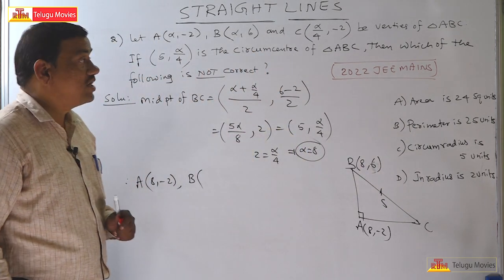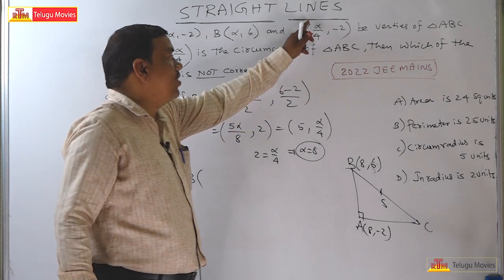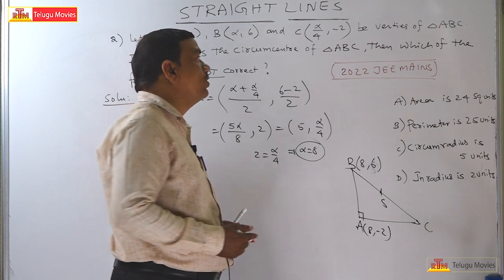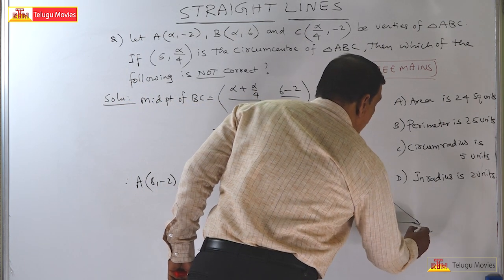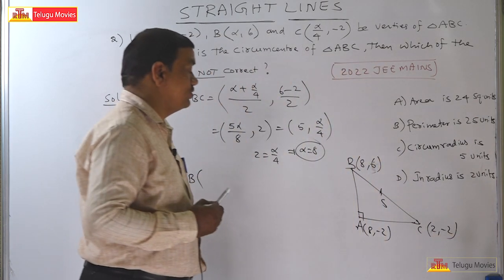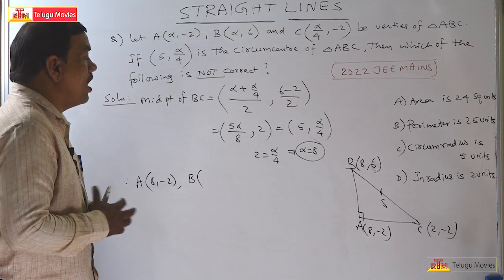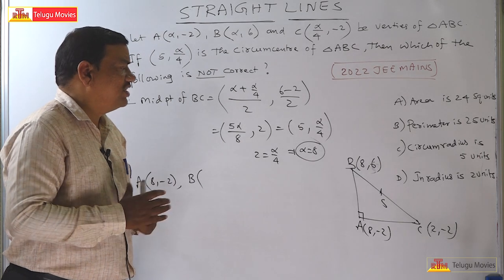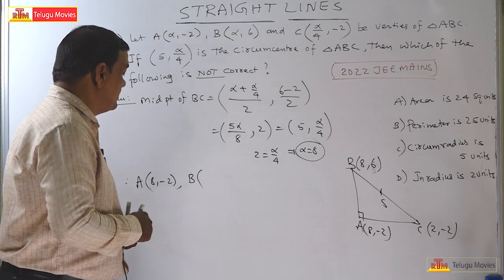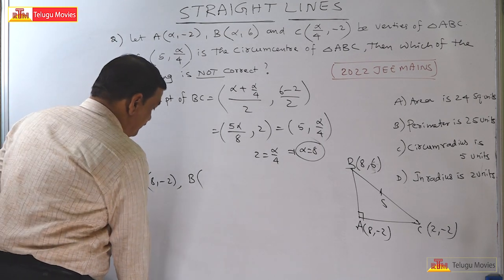What are the coordinates of C? Alpha by 4, that is 8 by 4, is equal to how much? 2. So C is 2 comma minus 2. So these are all the 3 coordinates we got. So very clear. Now let us check one by one.